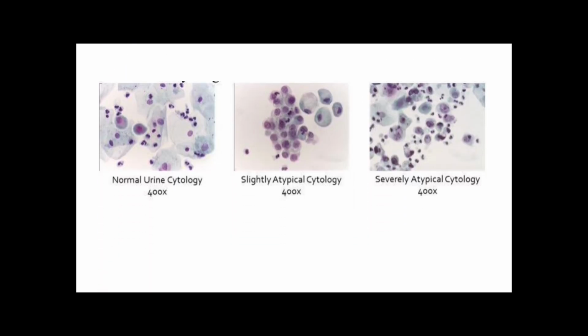So here we can see normal urine cytology with some little changes. In the first one, you can see urothelial cells and other things. The cytoplasm contents are evenly distributed. The nucleus has a smaller, darker color, and the NC ratio is lower. When you move to the second picture, slightly atypical cytoplasm, compare the first and second pictures. The size of the cells is much smaller.